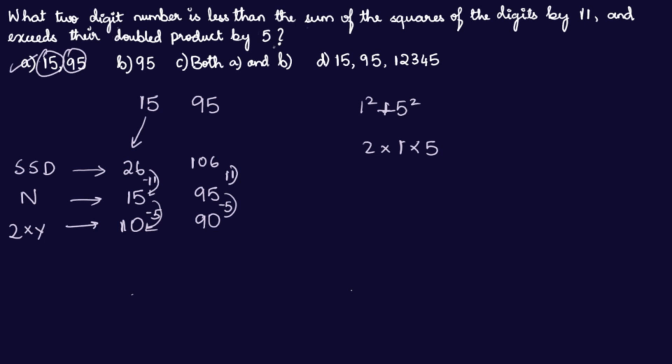But B has only 95. Okay, it's not just 95. C is a redundant option which says 15, 95 and 95, which doesn't make any sense. So C is out of the question. And in option D, there's a number which is not a 2-digit number, so option D is also eliminated. So this is how we approach it for CAT, where we just plug in the numbers that are relevant and not worry about anything else.